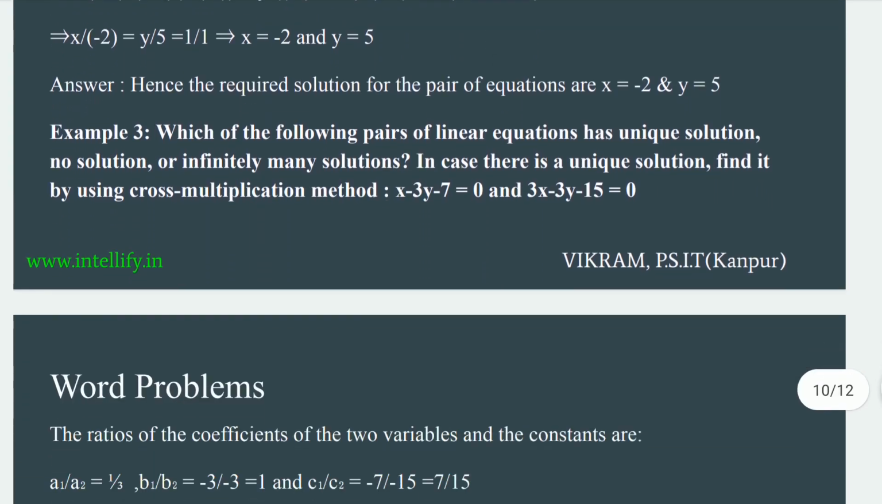Moving on to the third word problem. Which of the following pairs of linear equations has a unique solution, no solution or infinitely many solutions? In case there is a unique solution, find it by cross multiplication. The given equations are x minus 3y minus 7 is equal to 0 and 3x minus 3y minus 15 is equal to 0.